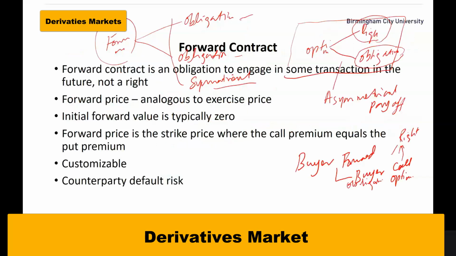The forward price, we will see it later, will be relatively analogous to the exercise price in the call option or the put option. And later on, when we talk about put-call parity and the advanced forms of it, we will be equating it to a futures contract.